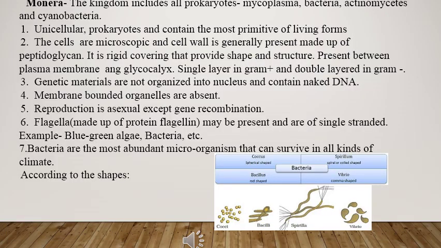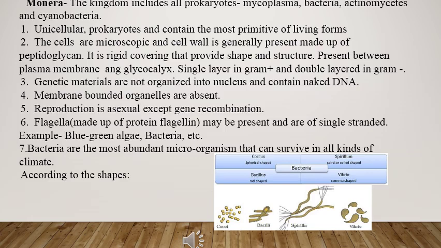So let's start with the kingdom Monera. The kingdom Monera includes all prokaryotic, unicellular, primitive living organisms. These are microscopic in nature and the cell wall is present, made up of peptidoglycan. The cell wall is very rigid, meaning it provides shape and structure to the bacteria.